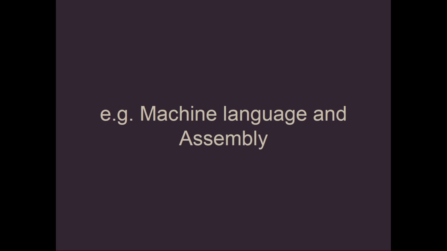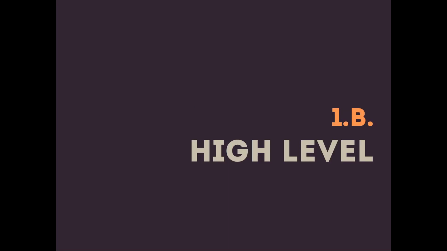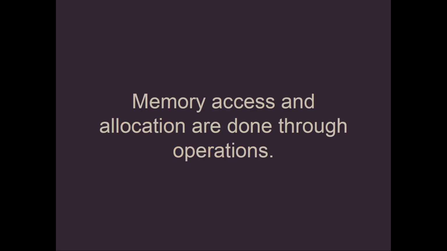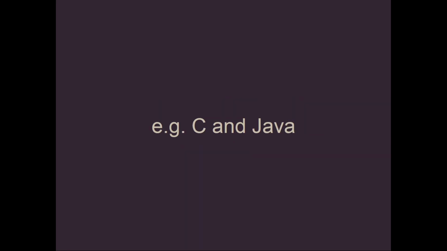The second level is high level. Here, instructions are written using expressions and have explicit control flow. That is, these languages have implemented selection, iteration, etc. Memory access and allocation are also done through operations. This means that there is a middleman in accessing the memory. In this case, it's usually the operating system. Examples are C and Java.